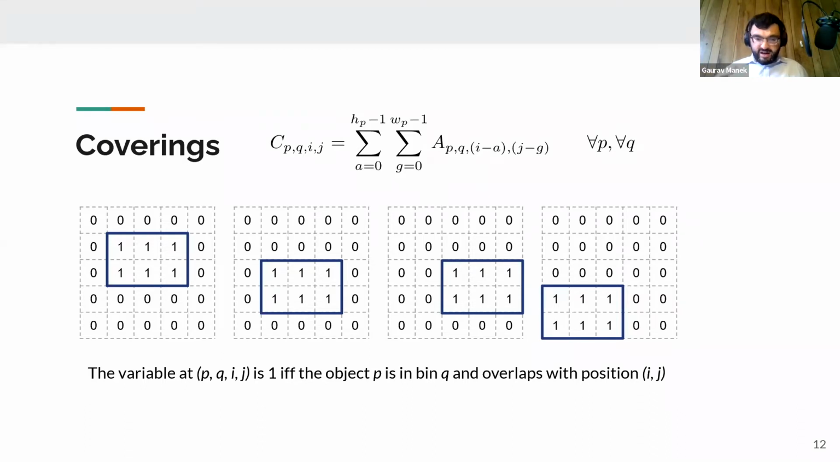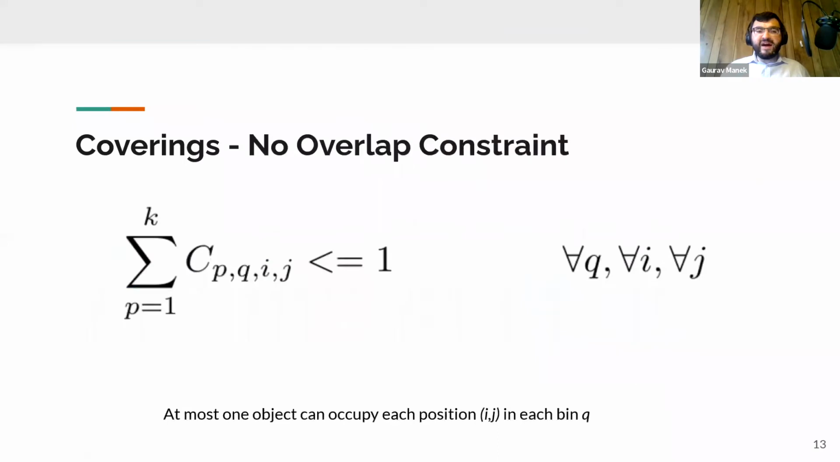This is, again, specified using a bunch of constraints. And once we have this matrix, we can very quickly say that we don't wish to have any two objects overlapping by simply saying that for every object p in bin q at position i and j, there can be only one object occupying that position. Does this make sense so far?